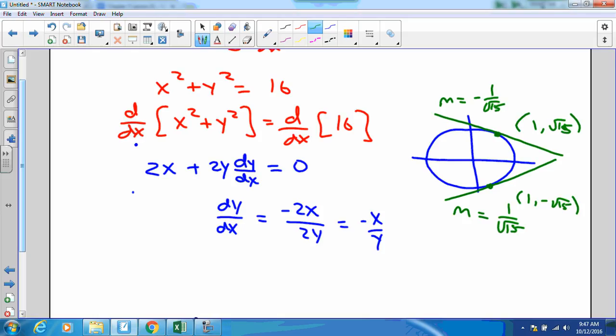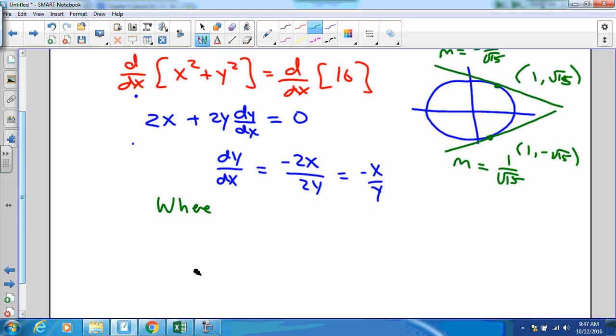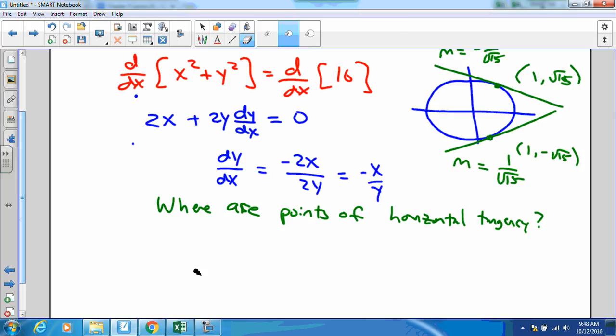Now, with this dy/dx, I can answer all sorts of interesting questions, such as, where are there points of horizontal tangency? But now, when I ask this question, it is going to require more careful attention than when we had explicitly defined y equals f of x.